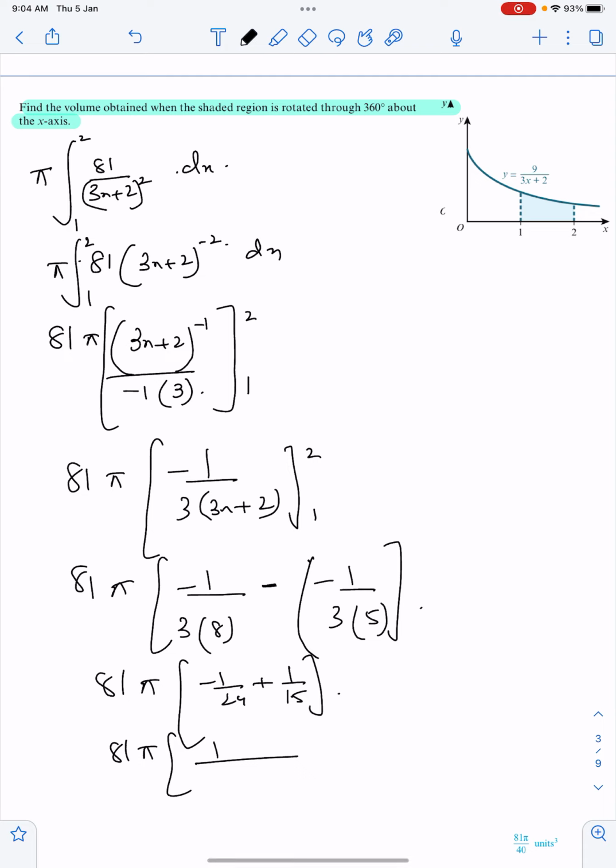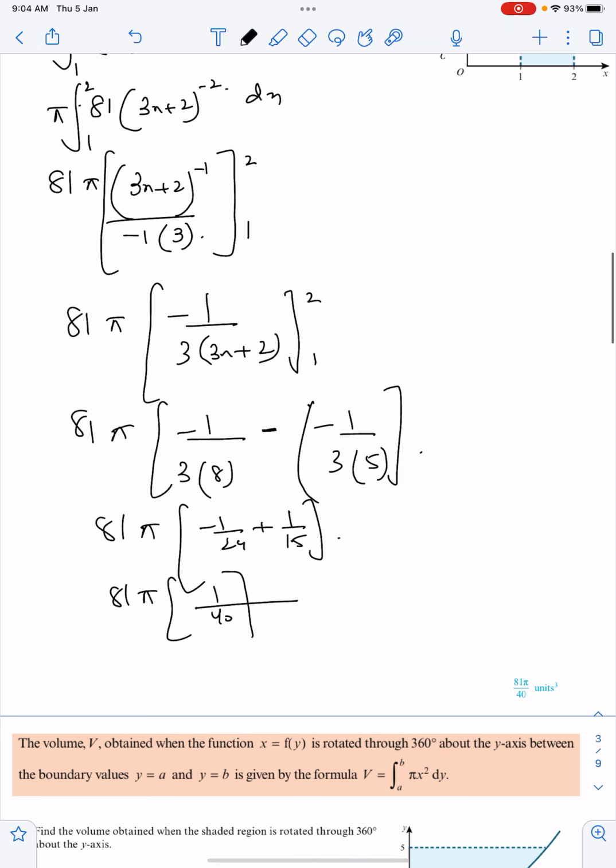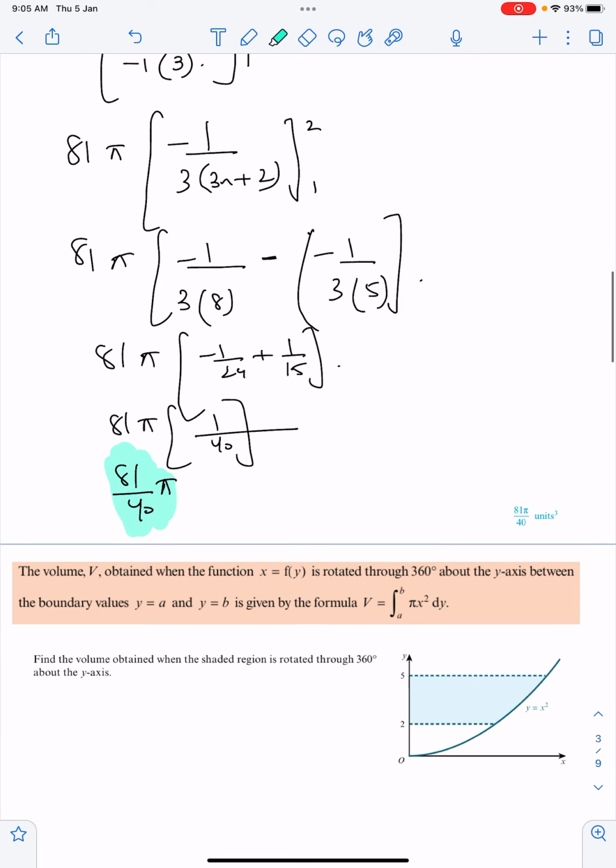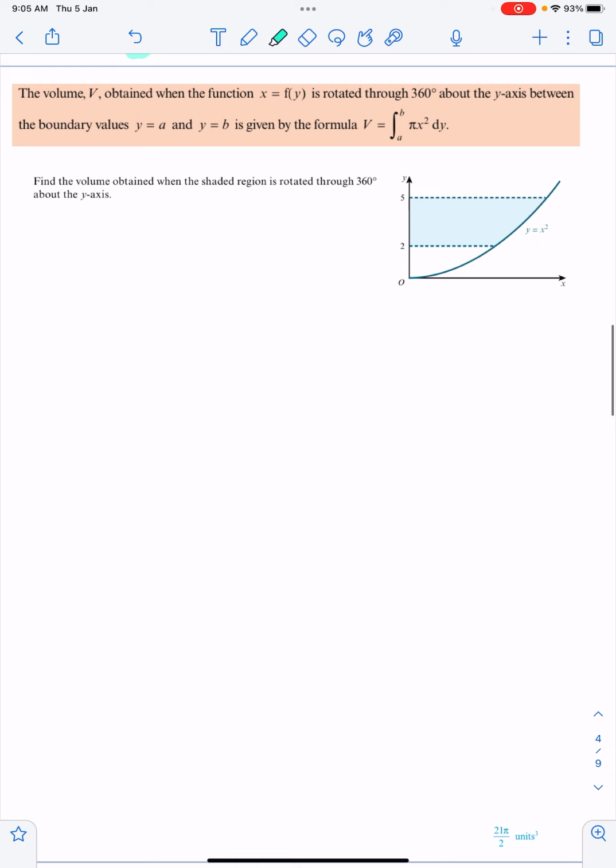Okay, this is giving me 1 upon 40. Writing down the final answer now, 81 upon 40 pi. This is the final volume of revolution when the shaded area is rotated 360 degrees about the x-axis.